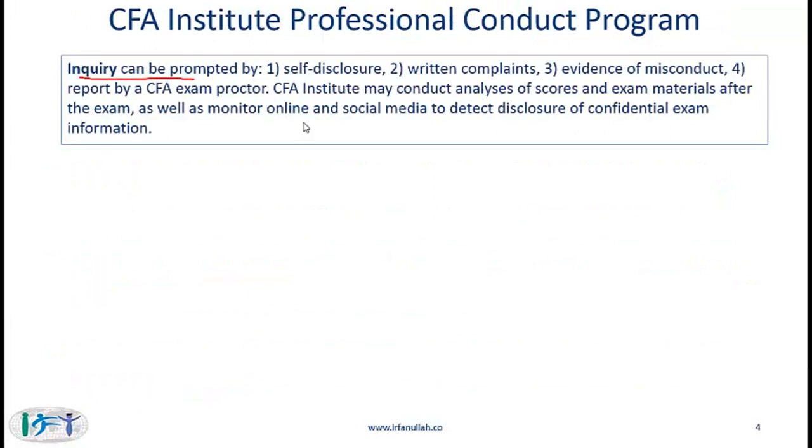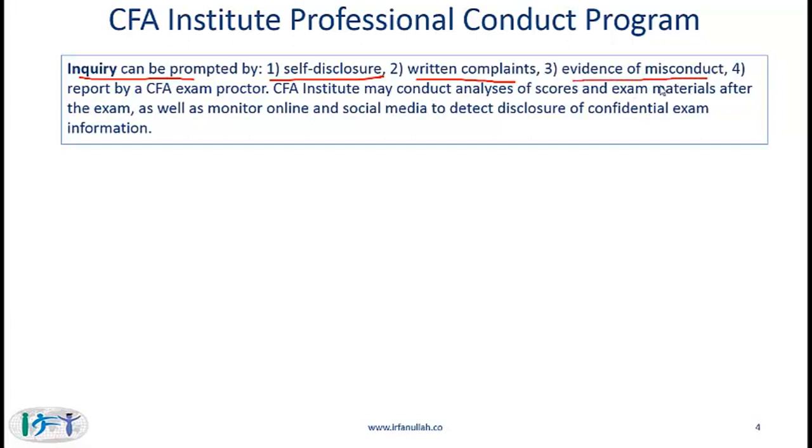The inquiry can be prompted by several reasons. One is self-disclosure. You might recall that when you signed up for the exam, there was a self-disclosure form. If you disclose there that you've been in some legal trouble in the past, or have had some issues with law enforcement authorities or anything to that effect, then you will hear from the professional conduct program. There can also be written complaints where somebody else, possibly a charter holder or somebody else who's enrolled in the CFA program, might write to the PCP and complain about behavior that does not align with the code and standards.